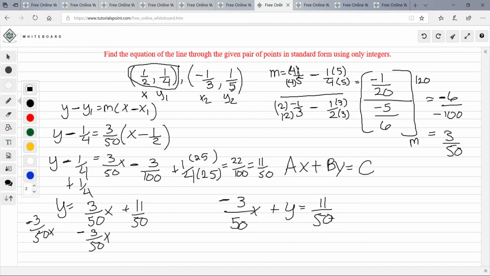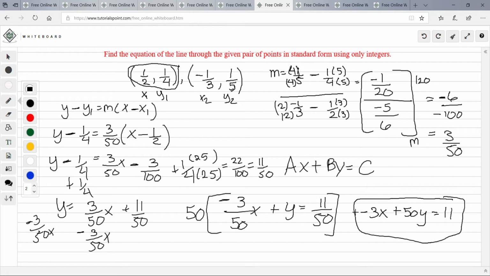We're almost done, we just have to simplify. I want to get rid of this 50. So I'm going to multiply everything by 50. So this should be negative 3x plus 50y equals 11. And so we have it in this form, right? There's no fraction, just numbers. So it looks like this, so this is our correct answer. This one.